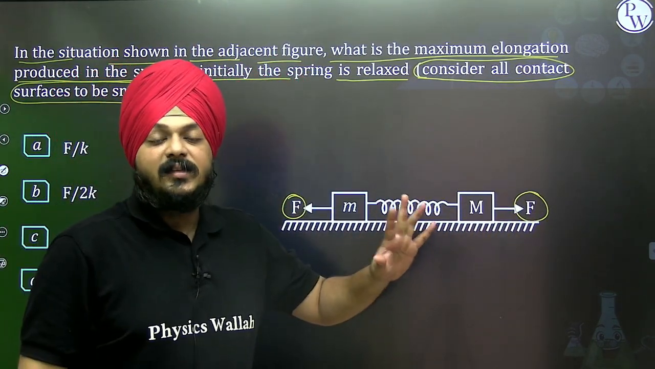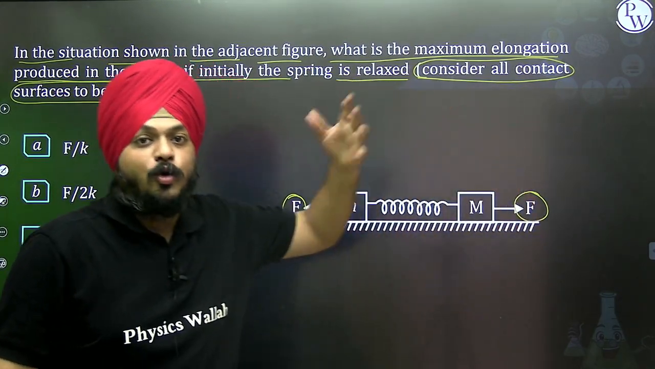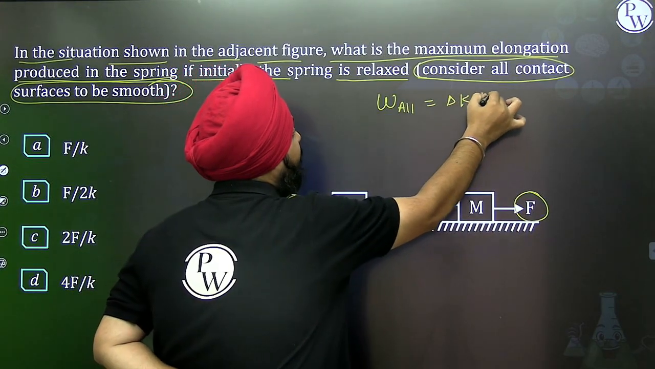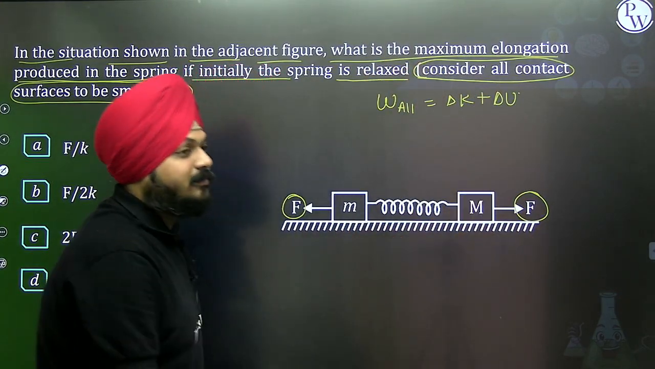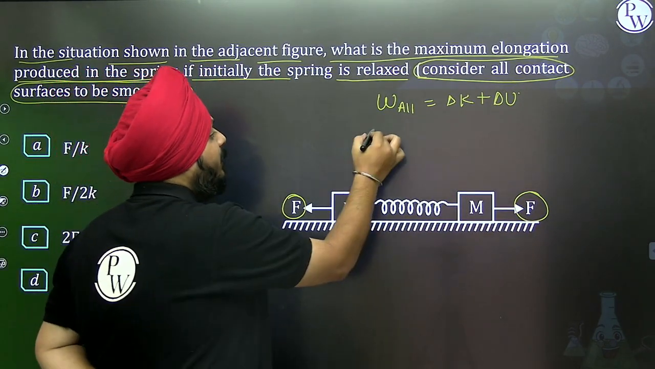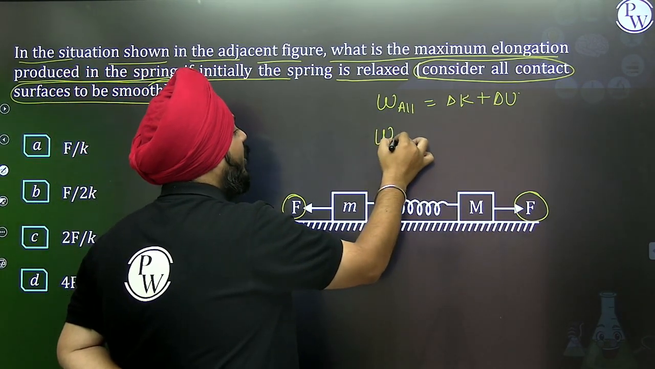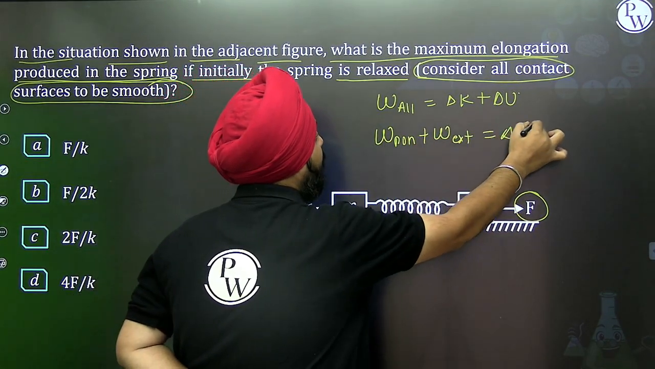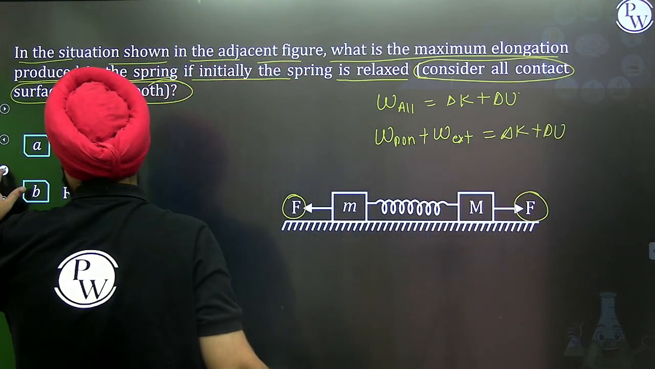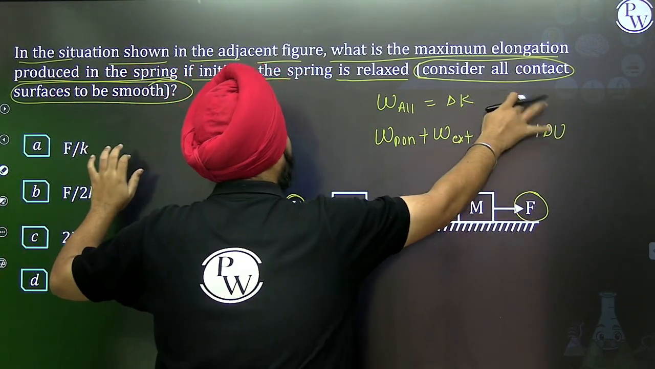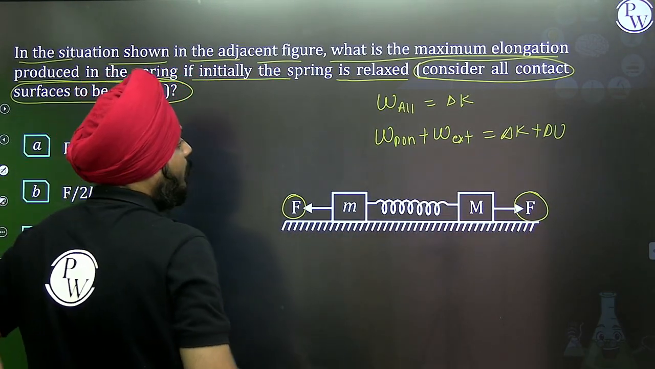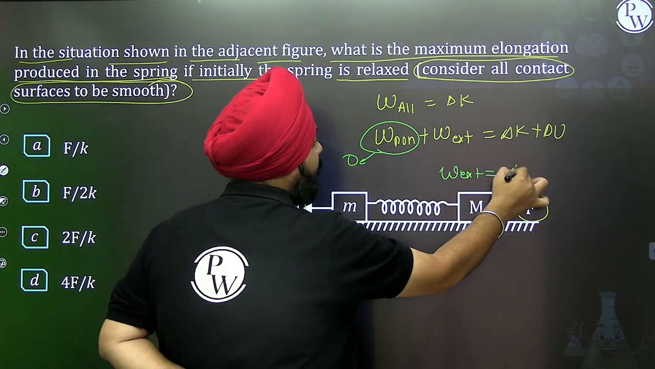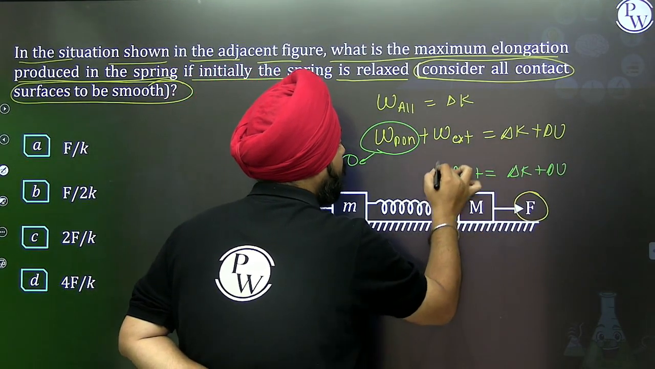So in this case, we have to follow the generalized approach. Work done by all forces is equal to change in kinetic energy plus change in potential energy, right? Work done by non-conservative forces and by the external agent is equal to delta K plus delta U. This is a perfect equation. Here the non-conservative force is zero, but the external agent is there. Step one, we are going to use this equation.